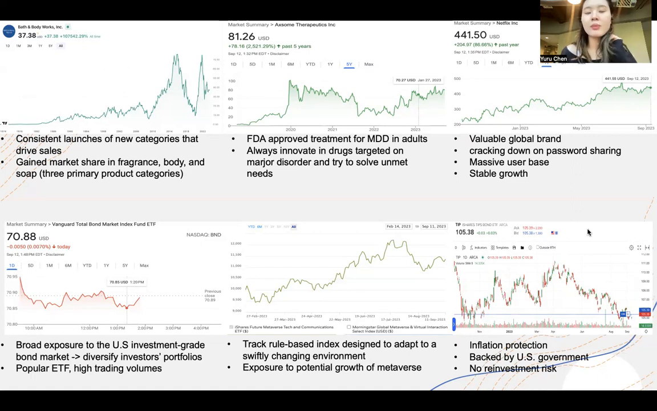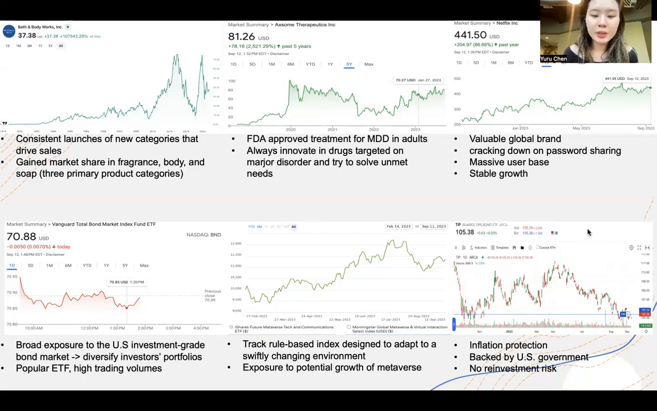And for the biotechnological and pharmaceutical companies, they might have FDA-approved treatments for some of the disorders in adults, and they are consistently innovating in drugs targeted at the major disorders and trying to solve people's unmet needs. And for Netflix, I believe you all heard about Netflix. It has a very valuable global trend, and it has been cracking down on password sharing. And it has a massive user base and stable growth.